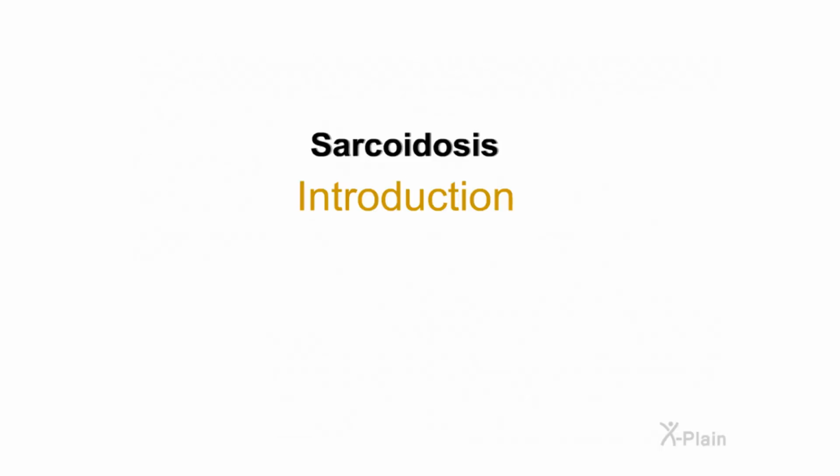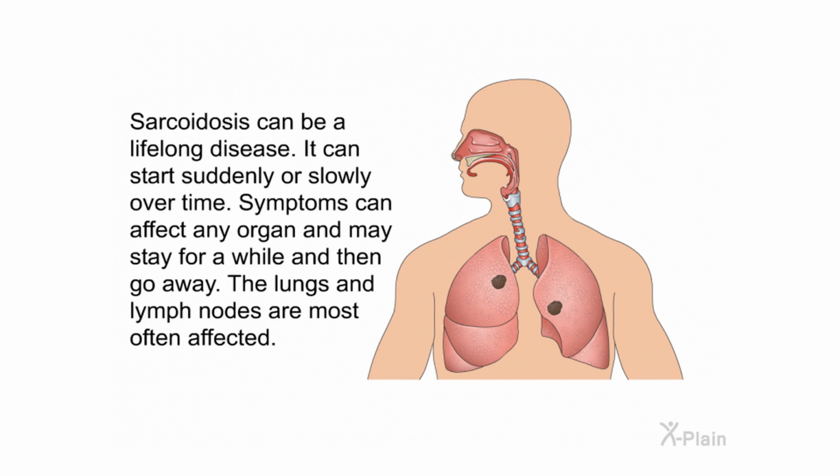Sarcoidosis. Introduction. Sarcoidosis can be a lifelong disease. It can start suddenly or slowly over time. Symptoms can affect any organ and may stay for a while and then go away. The lungs and lymph nodes are most often affected.